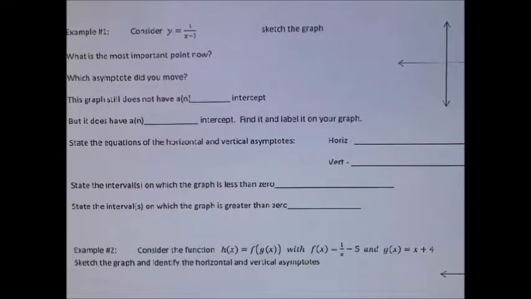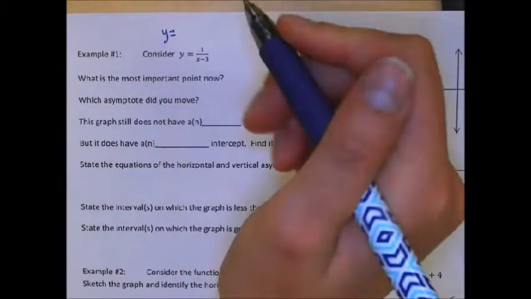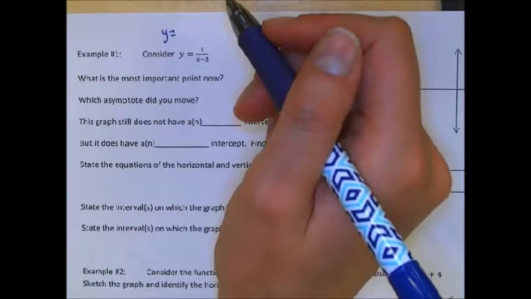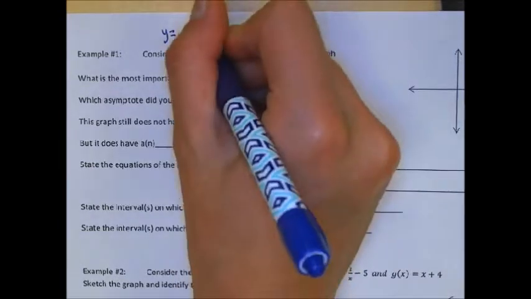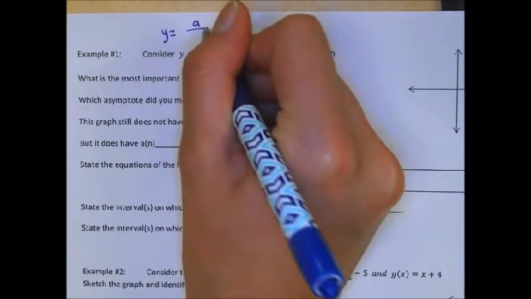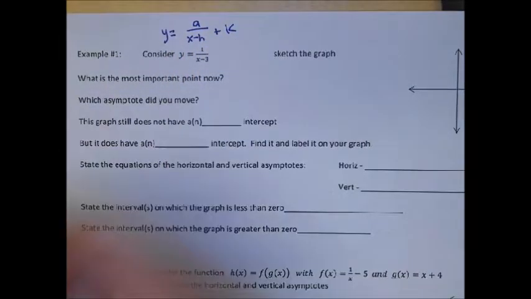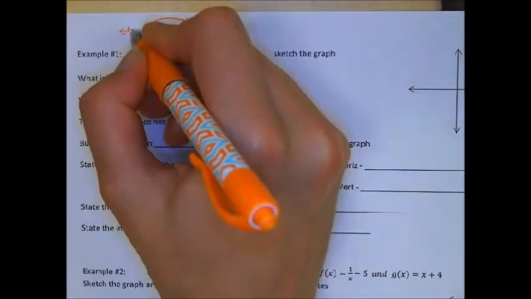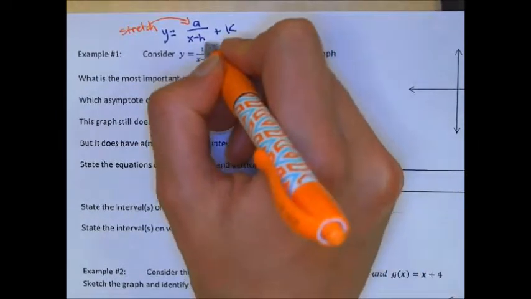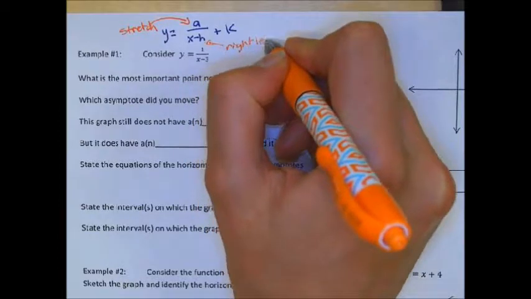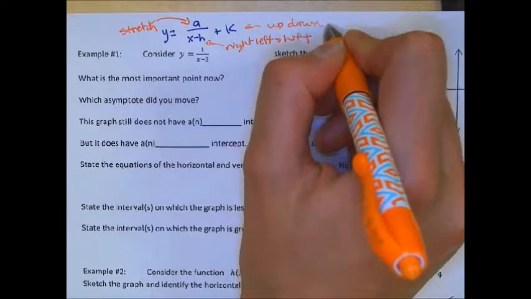Okay, so now we're going to add in our shifts. So let's go ahead and think of this as y equals a, because we might have a number other than 1 on top, over x minus h, plus k. And just to review, a is our stretch, h is our right-left shift, and then k is our up-down shift.